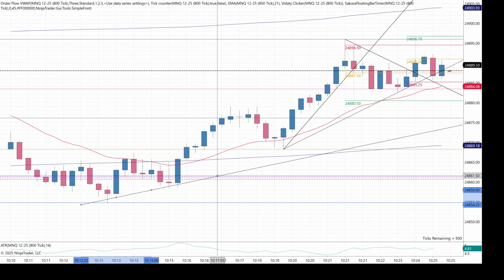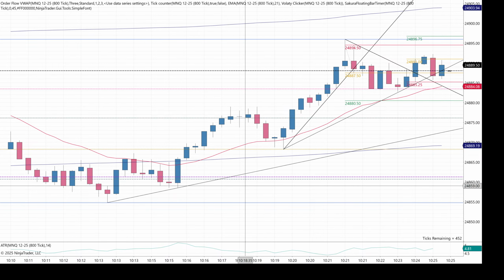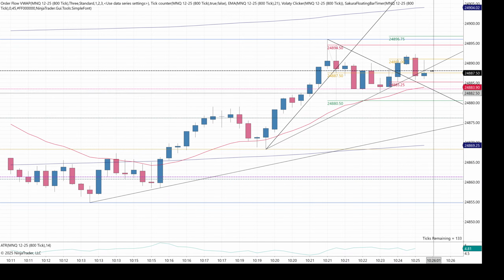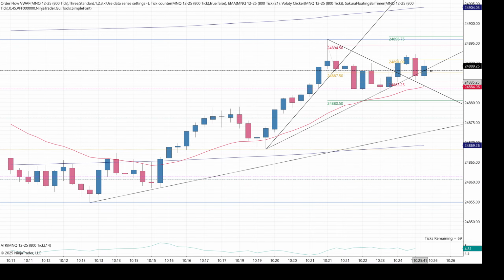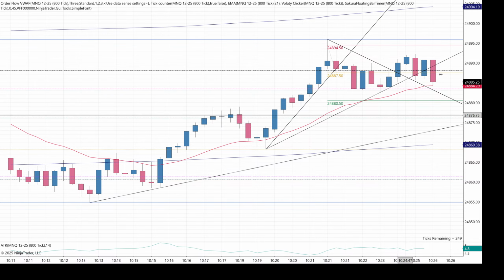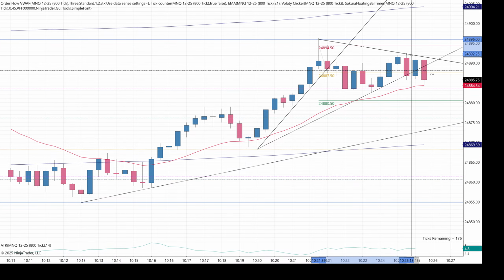Yeah, a lot of indecision. A lot of indecision. Okay, this is why we didn't take the bullish trade. We're still in the bearish trade. This is a lower high now.